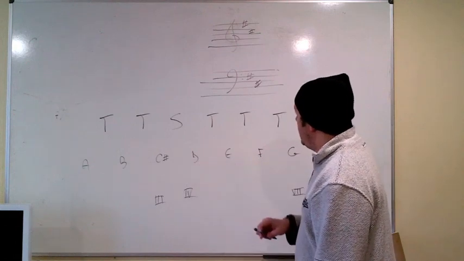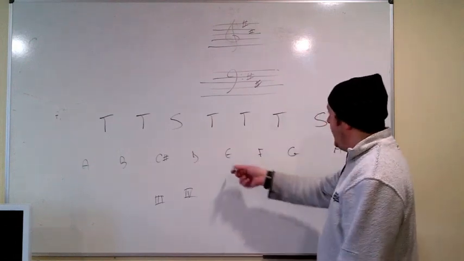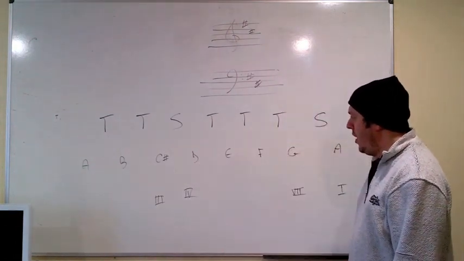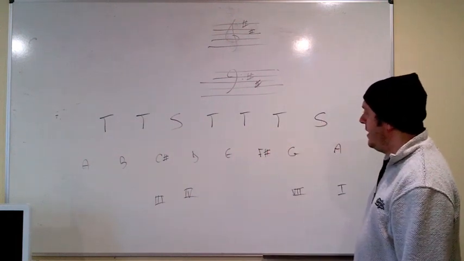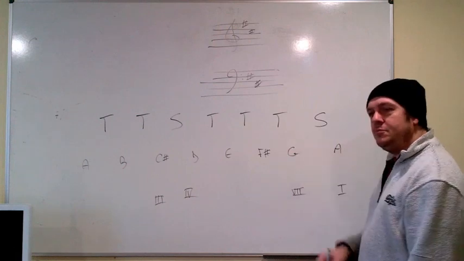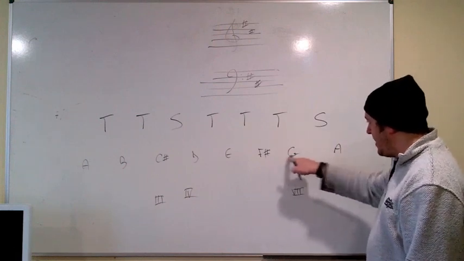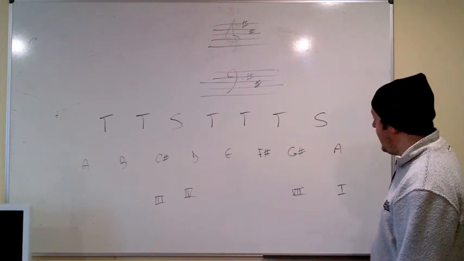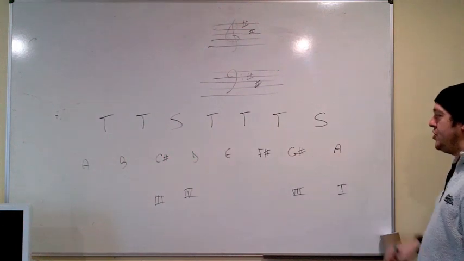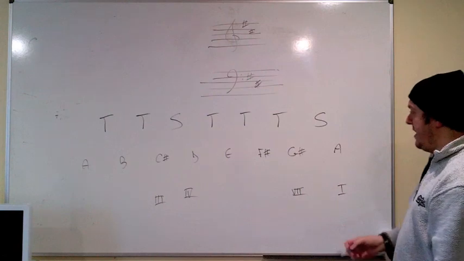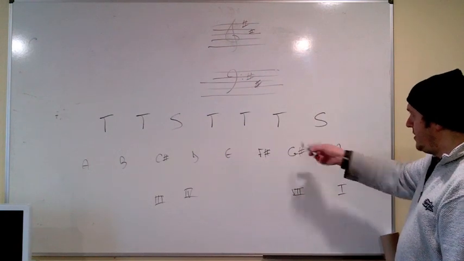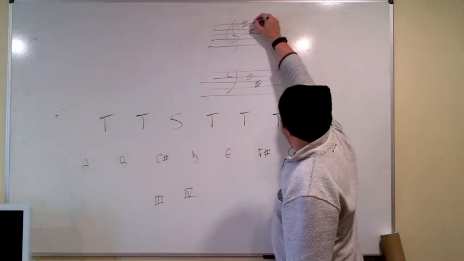D to E, tone, yes. E to F, tone, no. Needs to be an F sharp. And then G sharp. It has to be G sharp because now I only have a semitone here. Exactly. And now I have a semitone between G sharp and A. So, the next sharp which appeared is the G sharp. There you go.